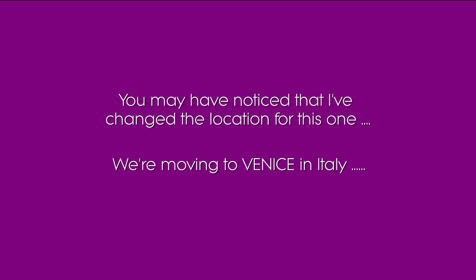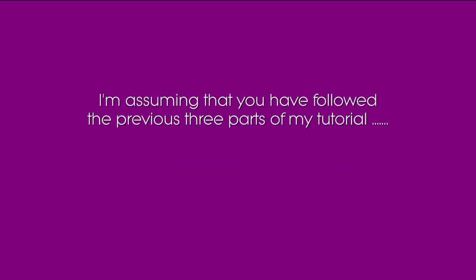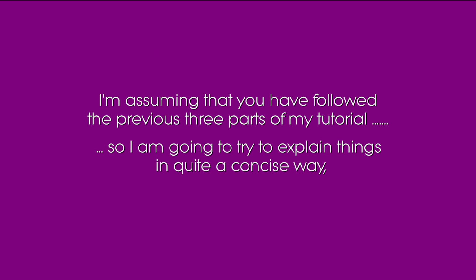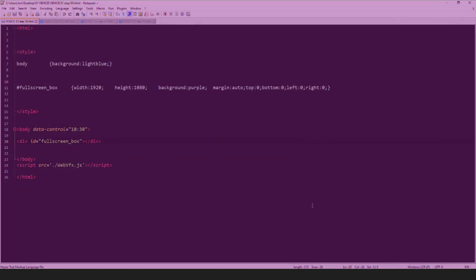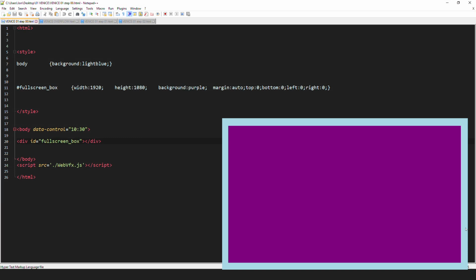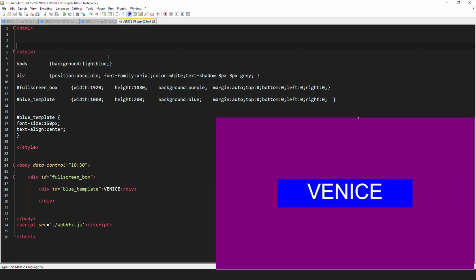Only joking, of course. Now I'm assuming that you have followed the previous 3 parts of my tutorial and therefore you will know a little bit about HTML. So I'm going to try and explain things in quite a concise way, and I'm going to build up my HTML file from scratch. Okay, now here is a very basic HTML file which, as you know, gives you a large purple box. And here's what I put in next. I'll just talk you through these.